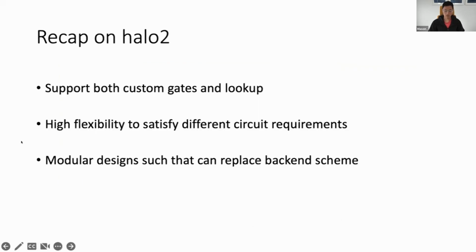Okay, sorry, this is just an overview in words of what Halo 2 is. We have both custom gates and lookups, and it's very flexible for different circuit constraints. One thing I didn't cover here is that Halo 2 is modular enough that you can replace the backend. In Halo 2 CE, we've added KZG commitments instead of Halo 2, which only uses an inner product argument.